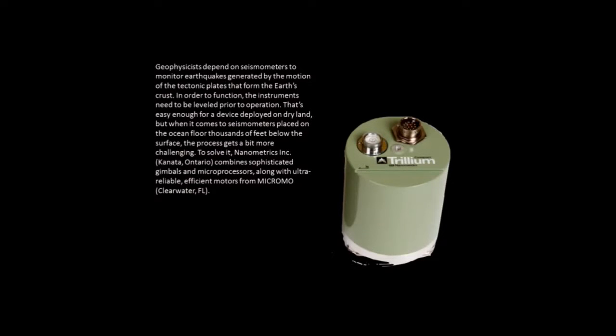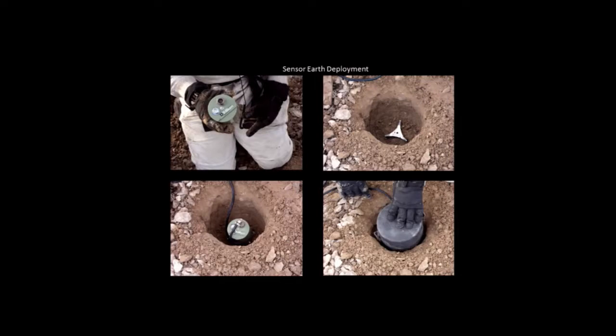Okay, geophysicists depend on seismometers to monitor earthquakes generated by the motion of the tectonic plates that form the earth's crust. In order to function, the instrument needs to be leveled prior to operation. That's easy enough for a device deployed on dry land, but when it comes to a seismometer placed on the ocean floor, thousands of feet below the surface, the process gets a bit more challenging. As you can see, the air deployment is pretty simple. It's a small device and there are simple steps to deployment.